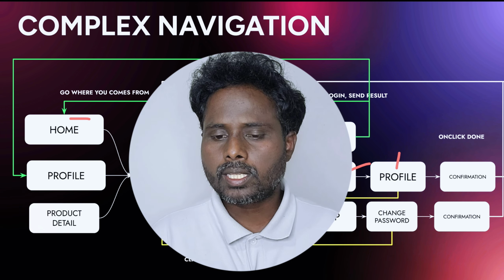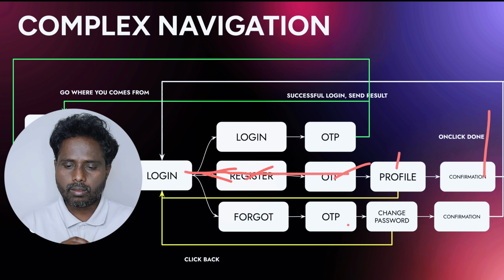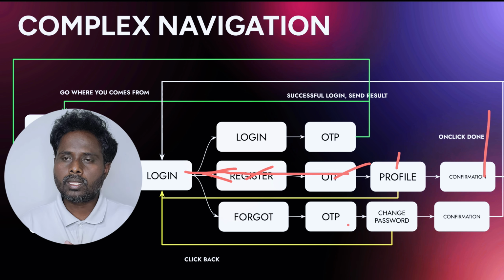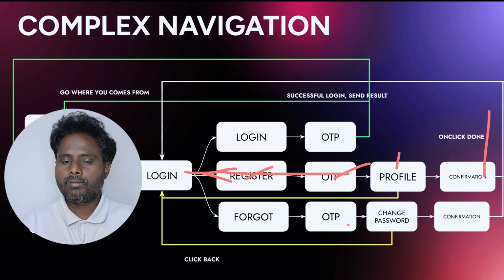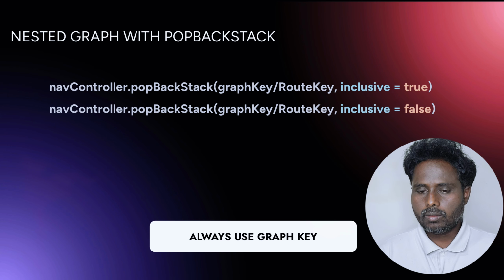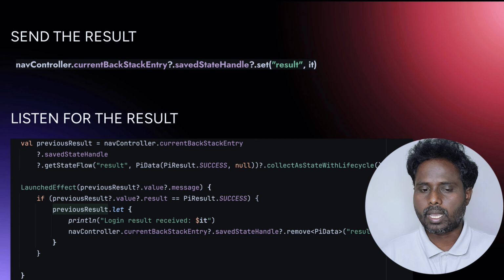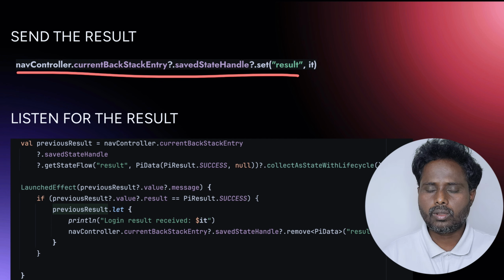The rule number one is just create your nested graph in such a way that it can handle all the scenarios by itself. And then when you want to close it, just close your graph by yourself within this particular flow and make sure that it will send the result back to the caller. Okay, that's how it will be. This is what I'm just playing with the next graph with the popBackstack, and to send the result, just use this code.